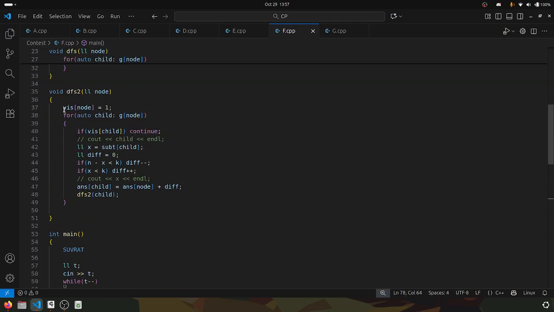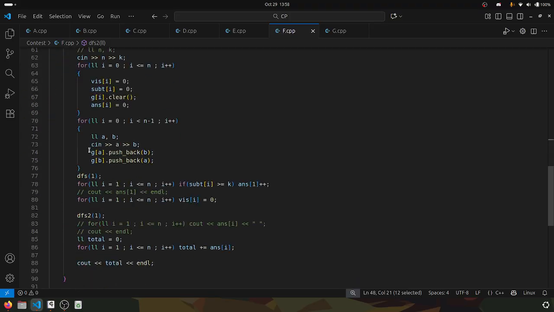So what we will do, vis of node is 1, and from node we will find the value of all its children. So x was the number of nodes in the subtree of child, and difference is that difference variable. So if n minus x is less than k, difference minus minus. If x is less than k, difference plus plus. And answer of child is equal to answer of node plus difference. So from this we will have calculated the value for the child node, and then in the further DFS call, we will calculate the answers for the descendants of this child. So this is how our DFS2 will work.